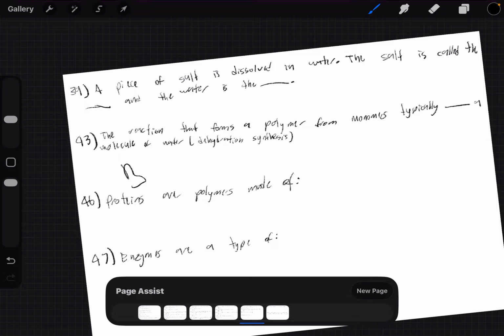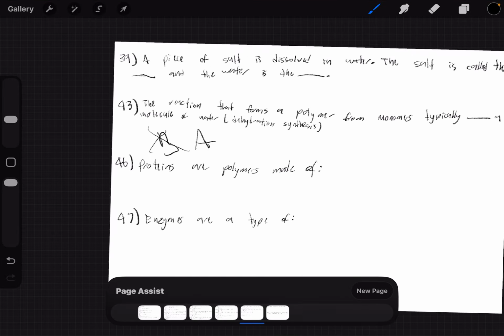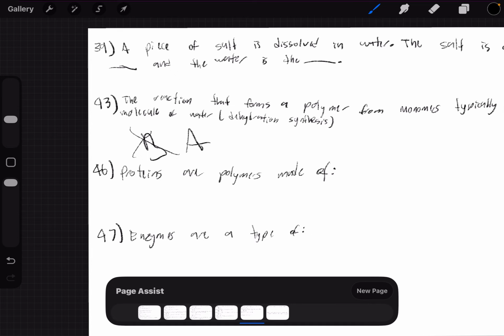I was actually wrong. And the real answer was A. Oh, sorry. Wait, my bad. Yeah, I wrote B, and it was correct, and it was actually B. So for 43, it says the reaction that forms a polymer from monomers typically blank a molecule of water, dehydration synthesis. For this, I wrote A, and it was in fact A.